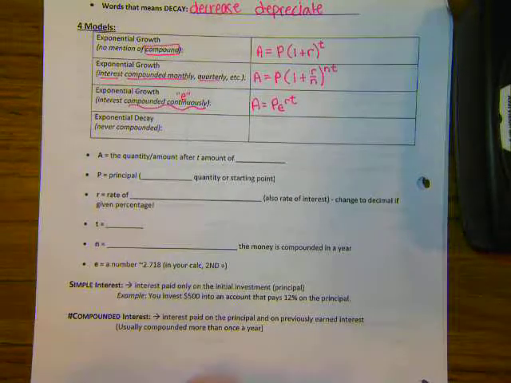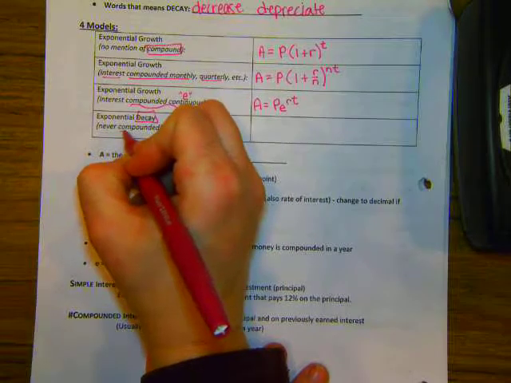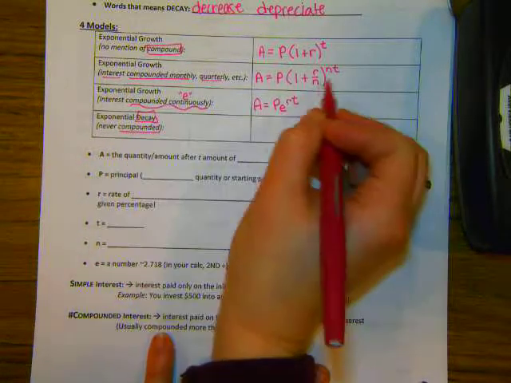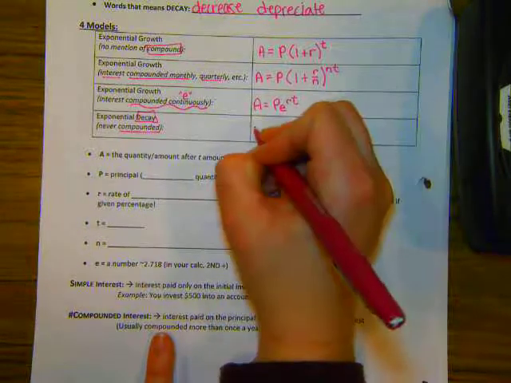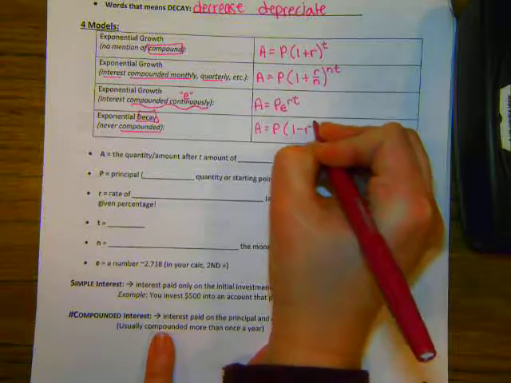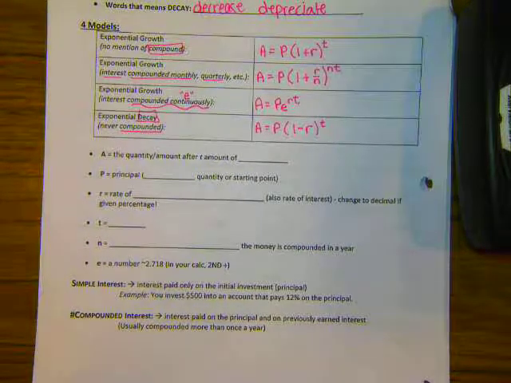And then last but not least, exponential decay, but again, no word of compound. If it says one of these compounds, okay, then you would use this long formula. So that would just be there. So instead of 1 plus, which is growth, it's 1 minus.